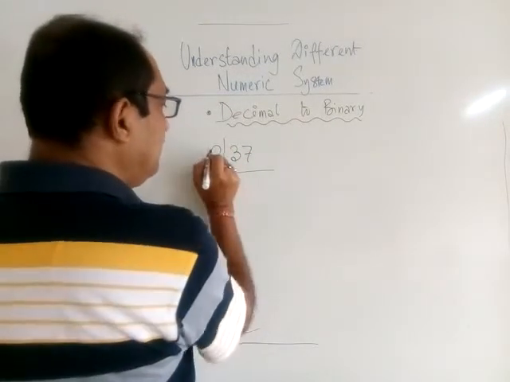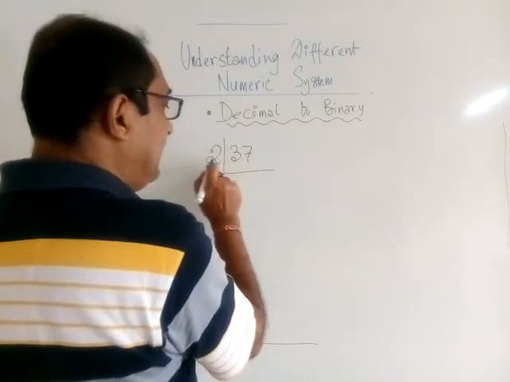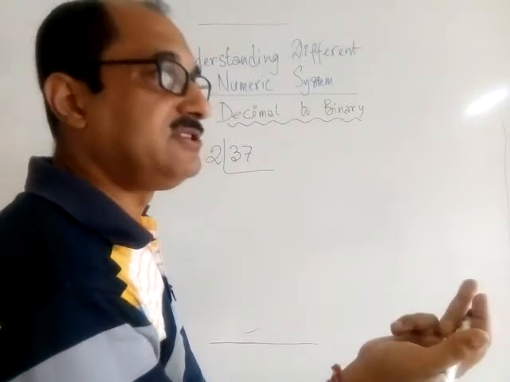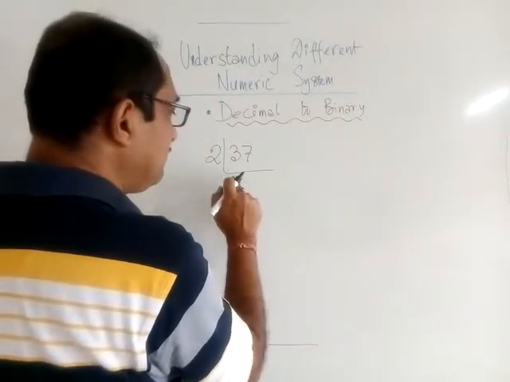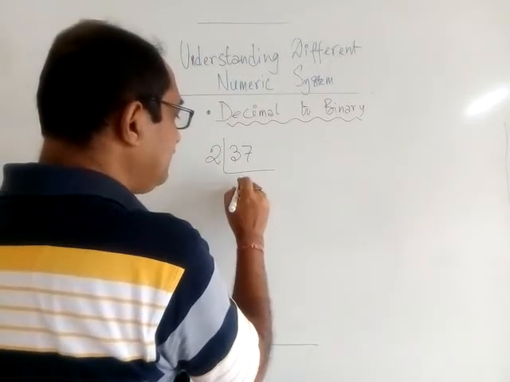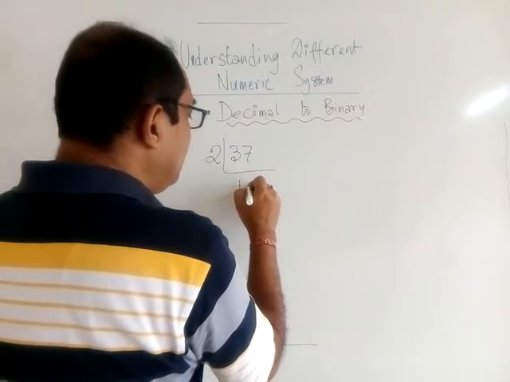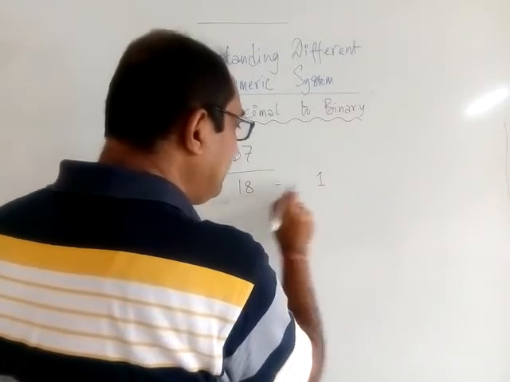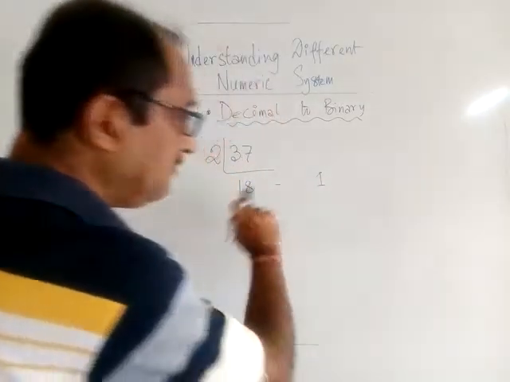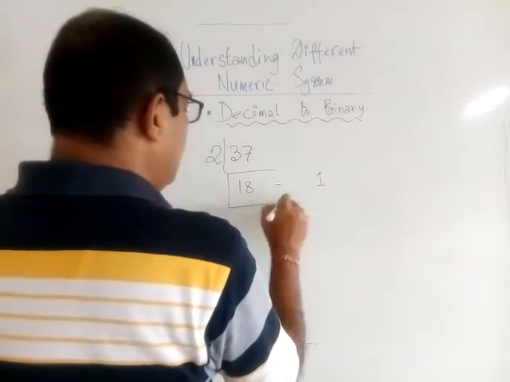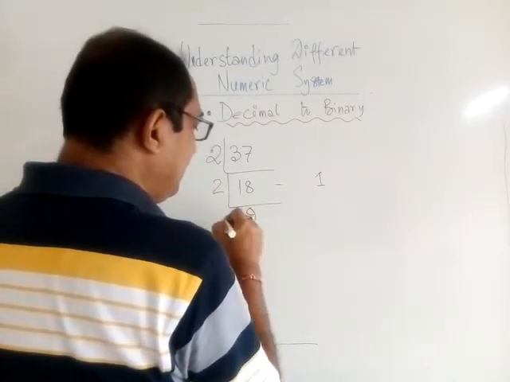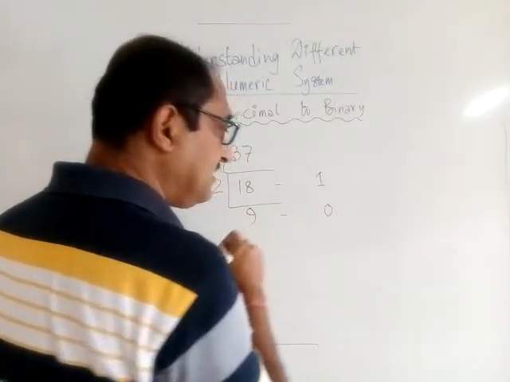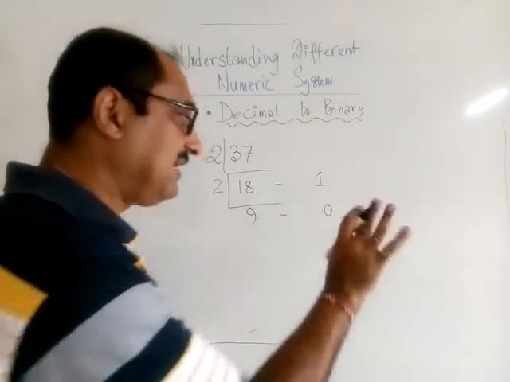How do we divide? We take the number and start dividing it, and we write the quotient and the remainder of the division. What will be the quotient if I divide 37 by 2? It will be 18, 2 18s are 36 and the remainder will be 1. Remainder you write on the right hand side just like the way I am writing. Fine. Divide 18 again by 2, so you get 9. 9 2s are 18, no remainder, so write remainder as 0.